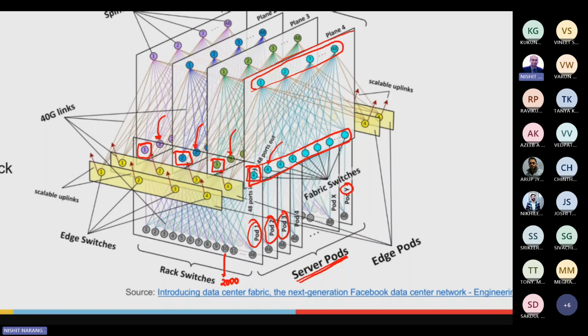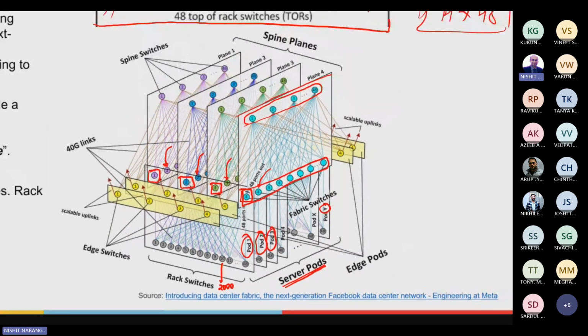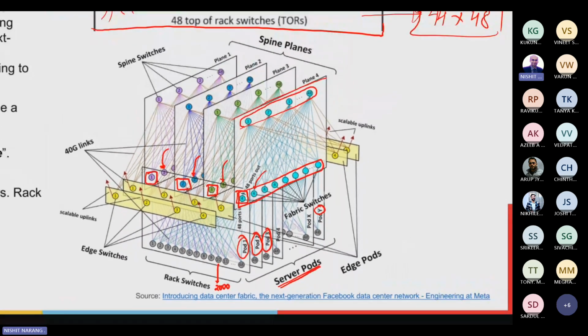Now, what does it give you? Don't get confused with the terminology. They are using a different terminology. What we called spine, they are calling fabric. What we called super spine, they are calling spine, which is right. So these 4 planes that they've brought in, plane 1, plane 2, plane 3, plane 4, are actually the 4 planes connecting the 4 fabric switches. Okay? So this is what they're calling the spine planes.